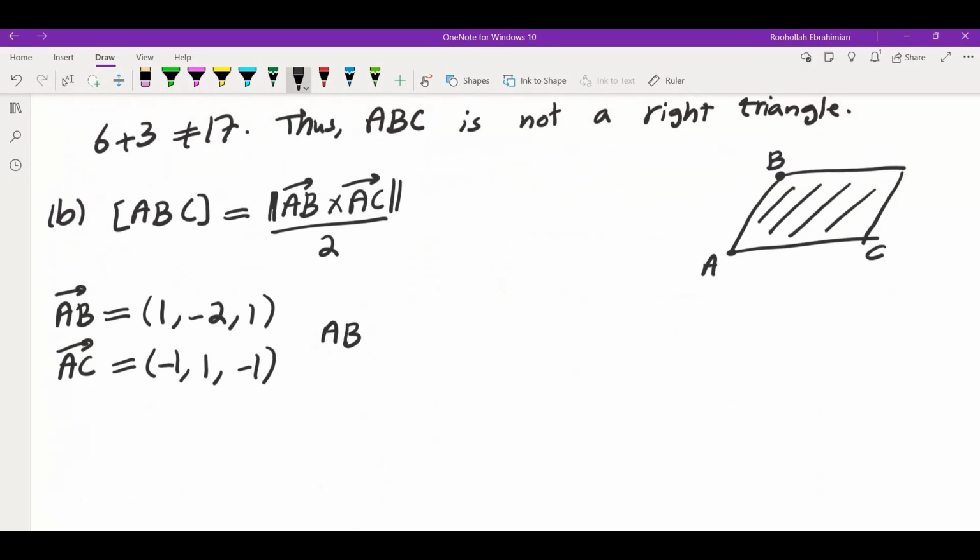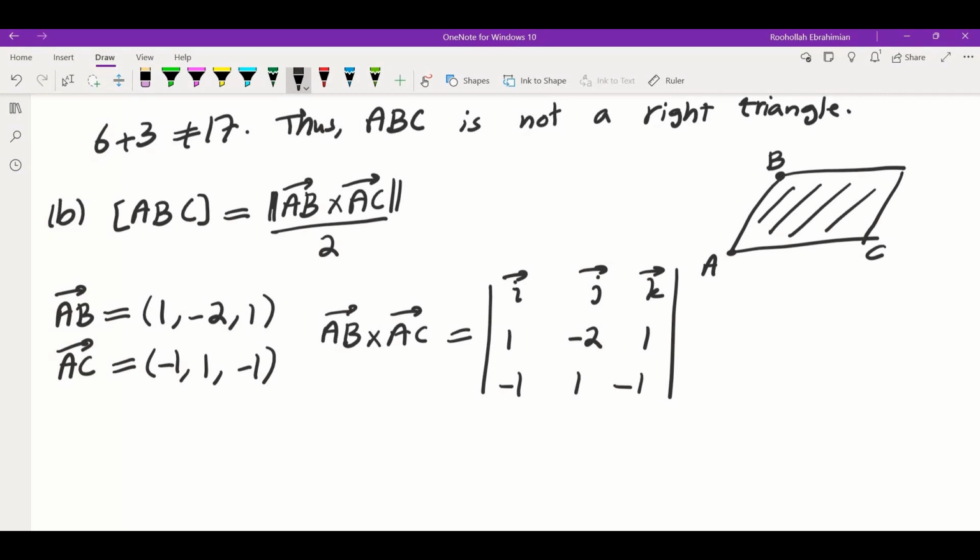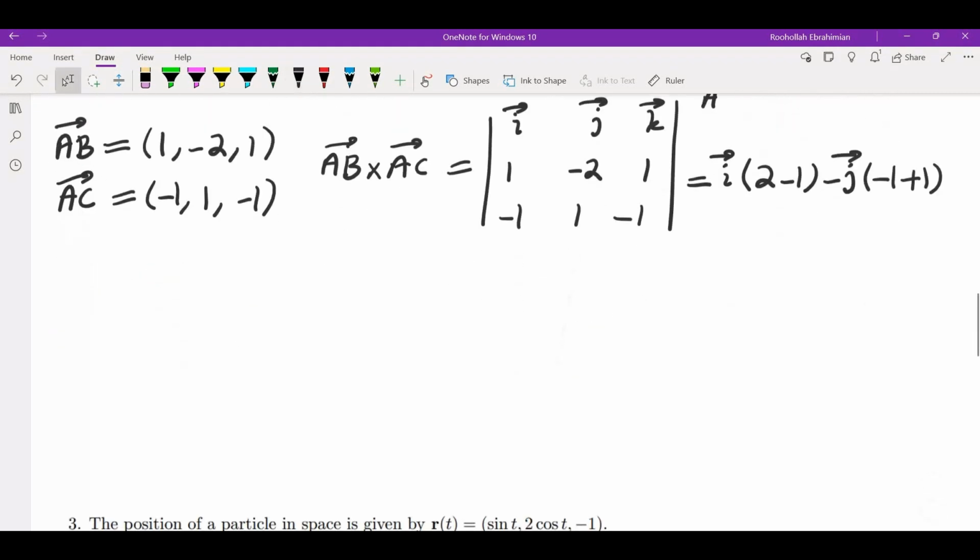Next, we're going to cross these two. We're going to find the cross product of these two. We get i, j, k, 1, negative 2, 1, negative 1, 1, negative 1. So this would be i times (2 minus 1) minus j times (negative 1 plus 1), and then plus k times (1 minus 2). So this would be i, this is 0, so we can just ignore that, and then minus j.